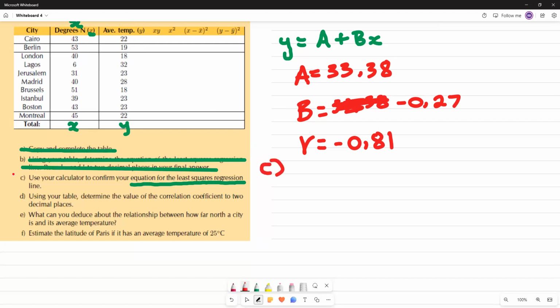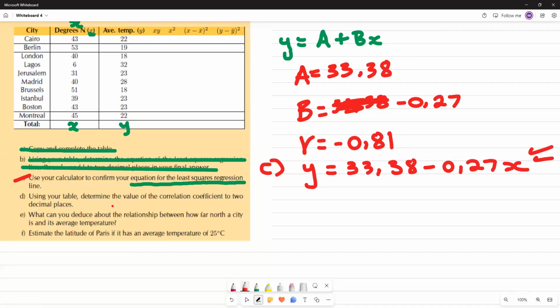On C, they say use your calculator to calculate the equation of least squares regression line. It's y equals to, my A is 33.38 minus 0.27x. Then you get all your points there. So we're done with C.